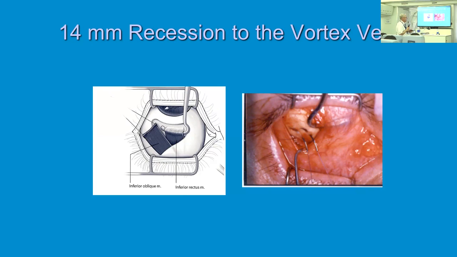And this one actually, if you put it farther back, if you go 14 millimeters back from the insertion, that's what we call a recession, where we put it toward the vortex vein, excuse me, that's a 14 millimeter recession. Doesn't really show on this picture.